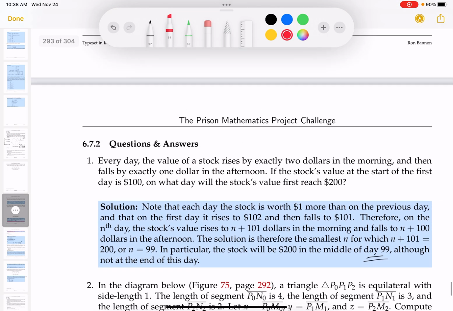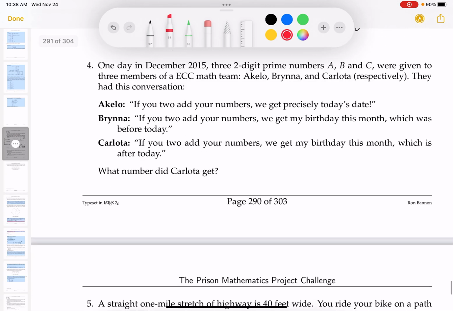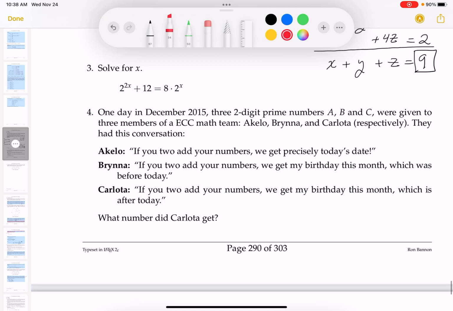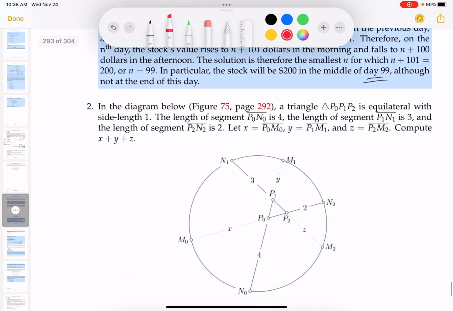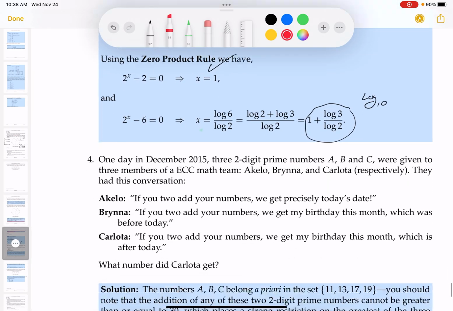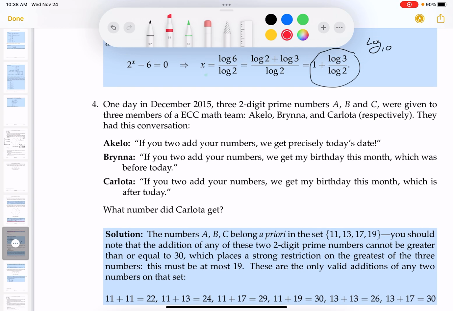Okay, here comes a tough one that I believe is tough anyway. This one over here. I'm going to go to the answer key. I just want to talk through it. This is the last problem. Now, certainly, I say this one for last because I thought it was the most difficult problem, but it says one day in December, 3 two-digit prime numbers, A, B, and C, were given to 3 members of the ECC math team. So I understand why they're using A, B, and C. They represent the names of these people. But A is some kind of prime number.